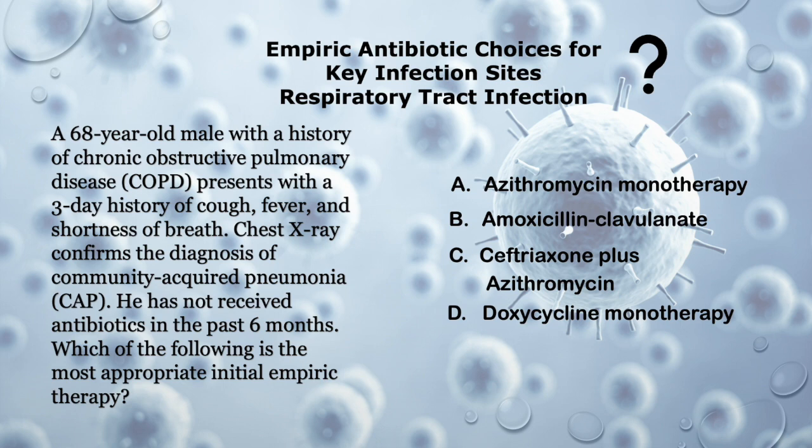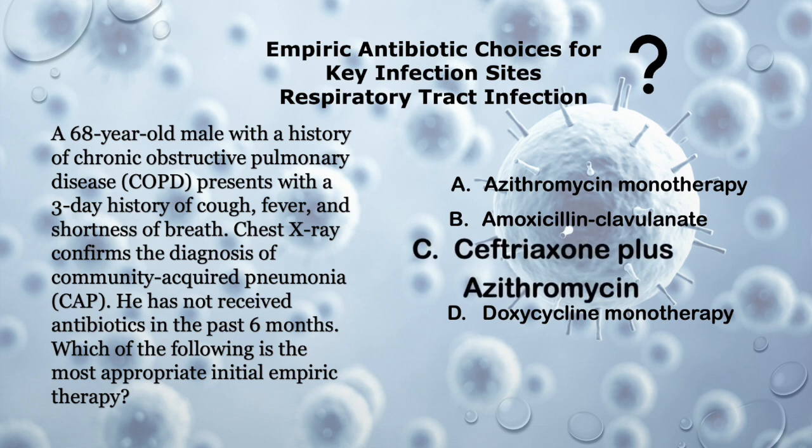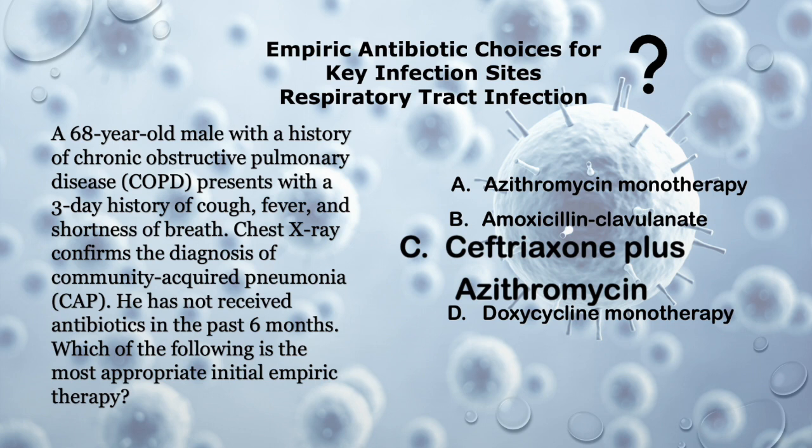A 68-year-old male with a history of chronic obstructive pulmonary disease presents with a 3-day history of cough, fever, and shortness of breath. The chest x-ray confirms the diagnosis of community-acquired pneumonia. He has not received antibiotics in the past 6 months. Which of the following is the most appropriate initial empiric therapy? We have A, azithromycin monotherapy, B, amoxicillin-clavulanate, C, ceftriaxone plus azithromycin, and then D, doxycycline monotherapy. So again, this is the patient that has COPD. So if you chose C, ceftriaxone plus azithromycin, you are correct.